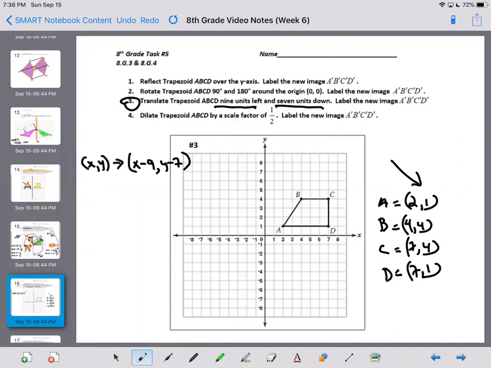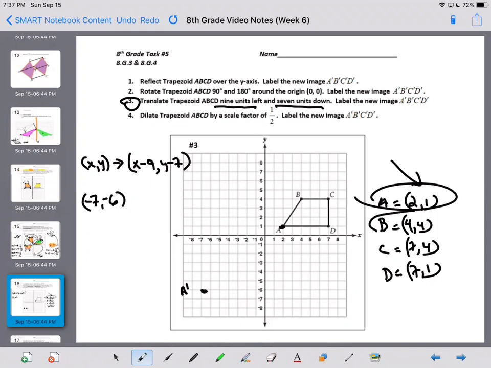So what's 2 minus 9? Well, that's going to be negative 7. So I want to go to the left 7. And then what's 1 take away 7? Well, that's negative 6. So if I go to the left from 0, left 7, and down 6, that new point right there is going to correspond with A. So we're going to call that A prime. So everything should be pointing in the same direction. It just should be a slide. So let's look at B.